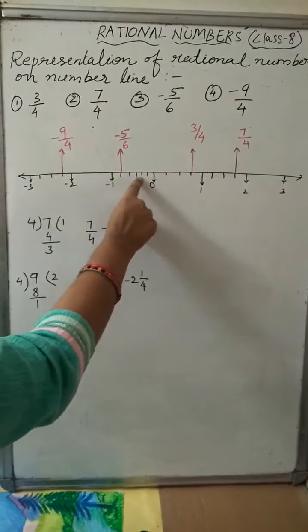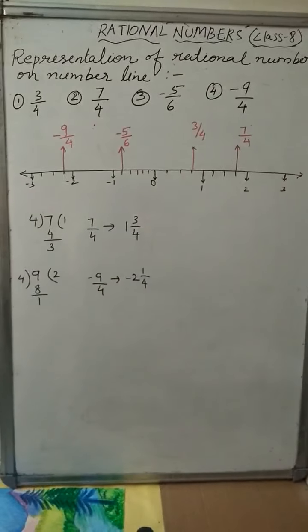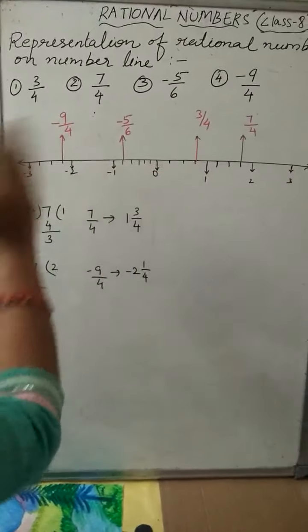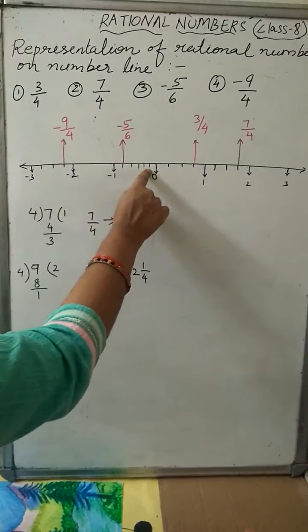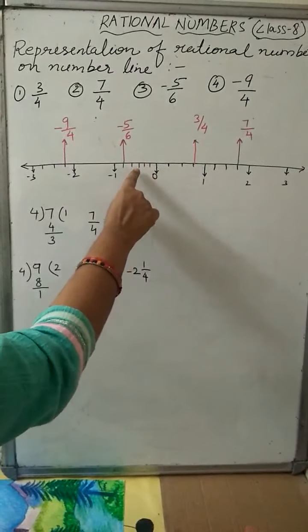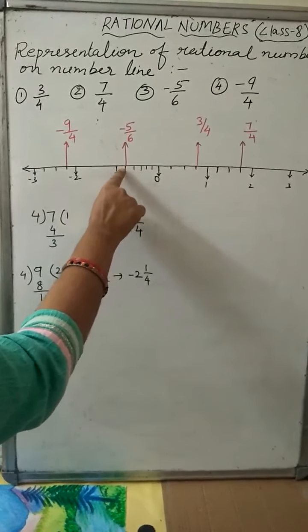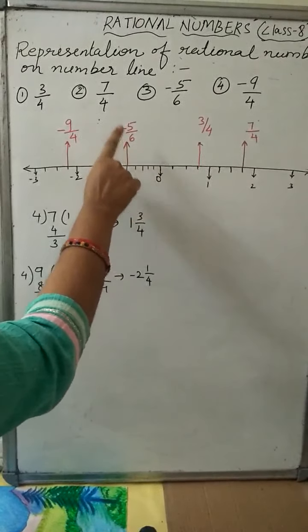That is 1, 2, 3, 4, 5, and this one is 6th part. After dividing, now you start counting because we are towards this hand, this means left hand side. So this will be minus 1 by 6, minus 2 by 6, minus 3 by 6, minus 4 by 6, and this one is minus 5 by 6.